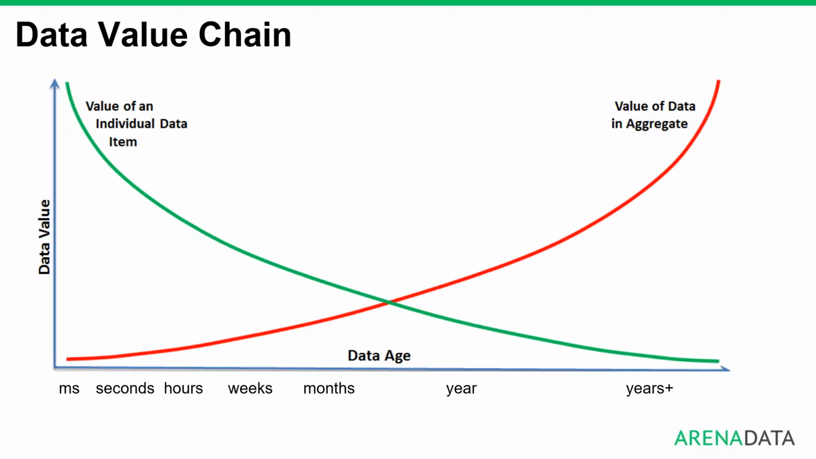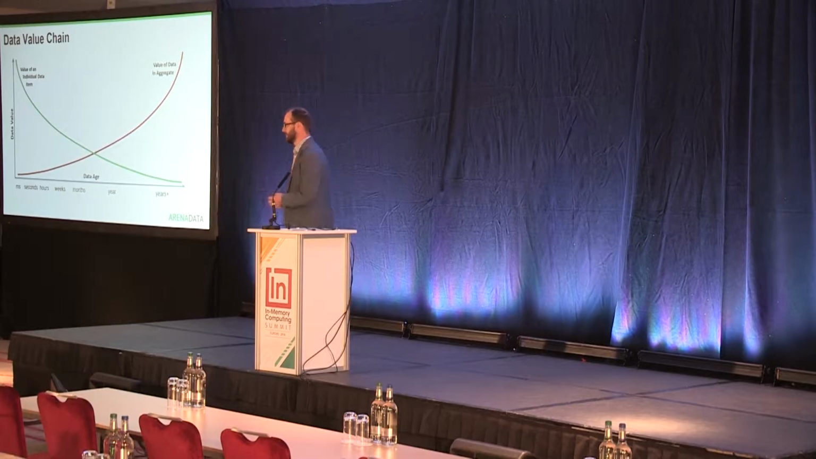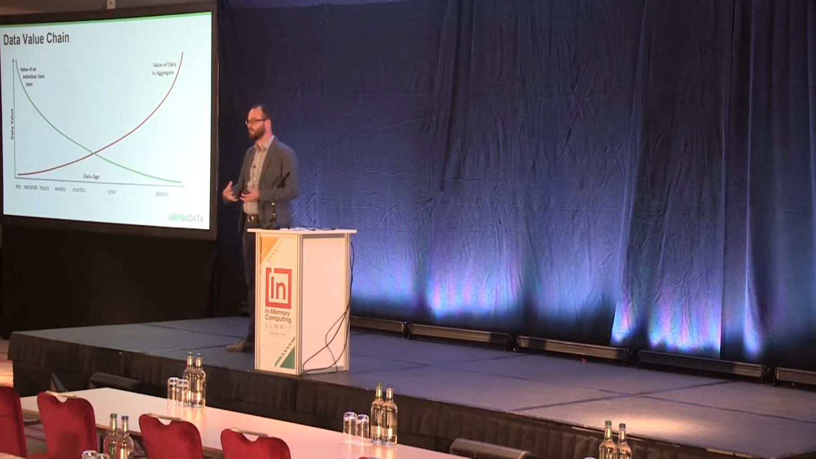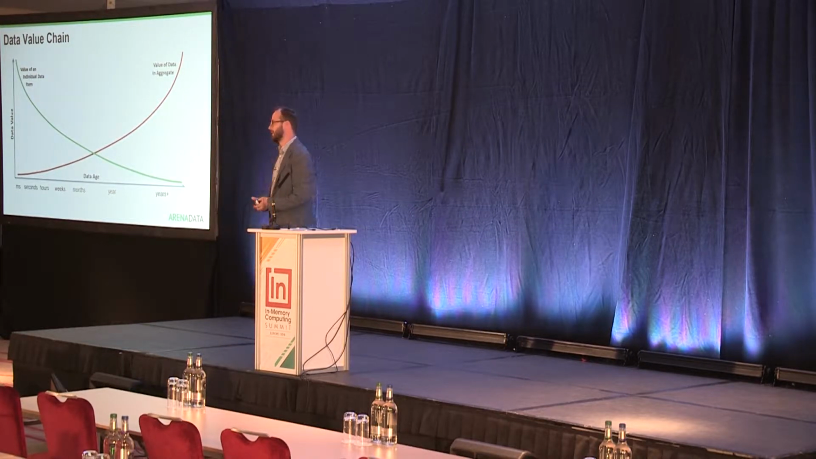And I really like this diagram. It's called the data value chain. It describes the dependency of data value on data age. As you can see here, the most valuable data for a company is located on the left side, in milliseconds and seconds. It's something happening right now with a customer, with your manufacturing, et cetera. And on the right side is the aggregated data, the data which you have been collecting for many years, 10 and more years.